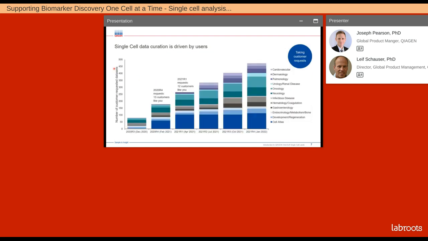As with all OmicSoft lens, our curation priorities are driven by our users. Throughout 2021, we will continue to rapidly add new deeply curated projects, focusing on therapeutic areas like oncology, neurology, gastroenterology, dermatology, pulmonology, and more.